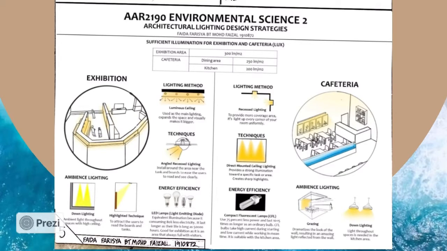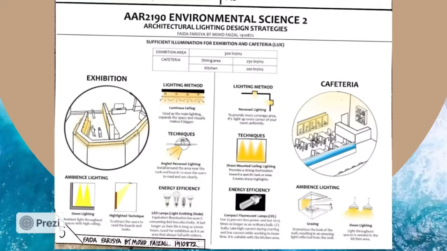So the sufficient illumination for exhibition area is 300 lm per m squared, 250 lm per m squared for dining area, and 200 lm per m squared for kitchen. For exhibition area, the lighting method that suits is luminous ceiling as main lighting, as it can make the space expand and visually makes it bigger. The technique used is angle recessed lighting, and the ambience lighting is down lighting and highlight technique.